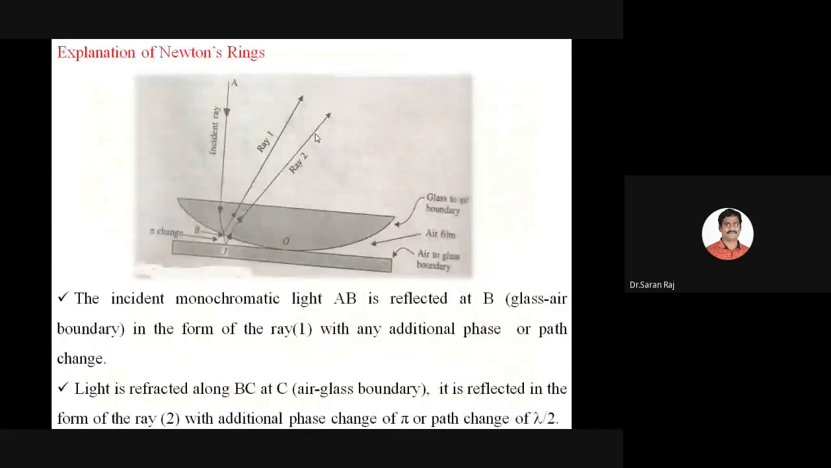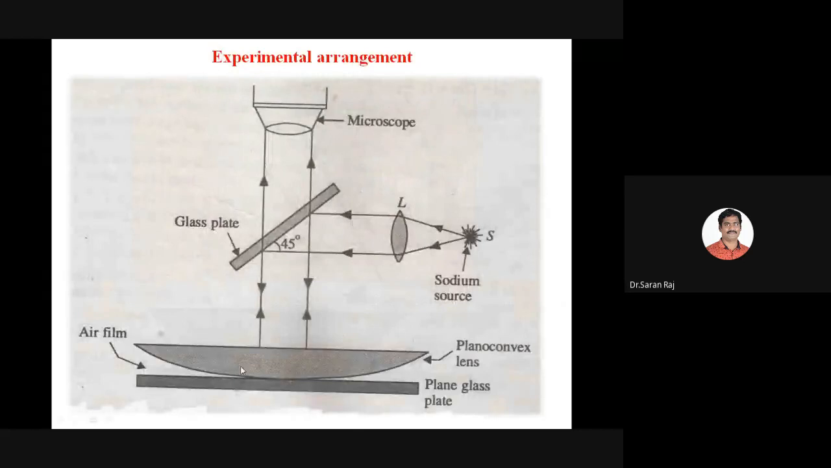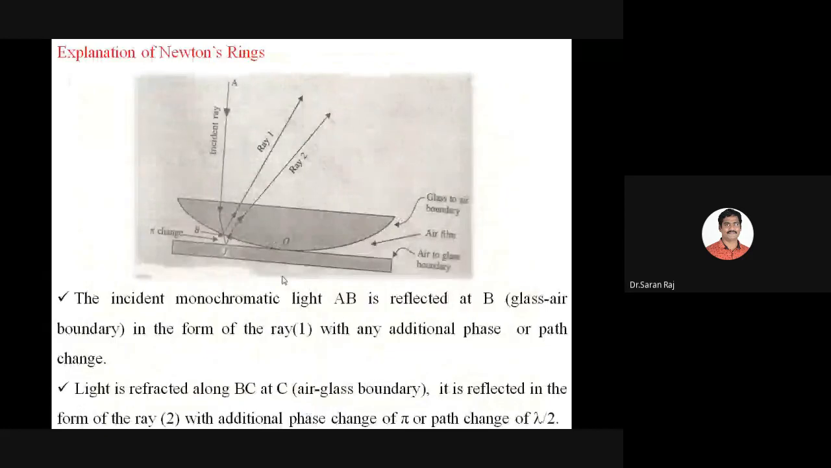Okay, so now let us see the explanation of how the light ray will be reflected, how the rays occur in this Newton's ring experiment, that only we can see here. In this spot only we can enlarge the spectrum. So this is a normal plano convex lens, and this is a plane glass plate. The light ray will fall on the top surface of this plane glass. At that particular point, the ray will be reflected. So this only we can study here. That is the explanation of this Newton's ring.